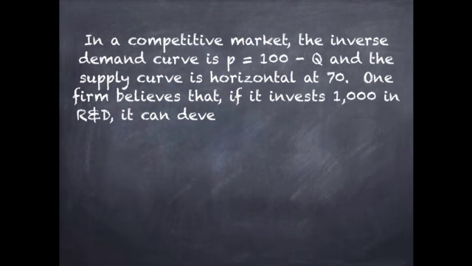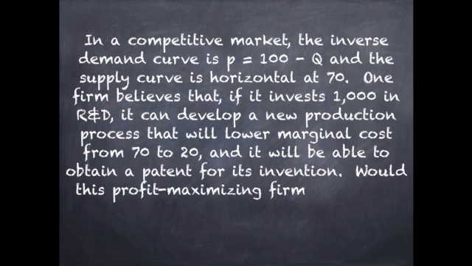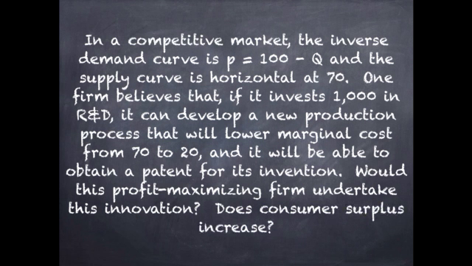And in that Q&A, in a competitive market, the inverse demand curve is P equals 100 minus Q. And the supply curve is horizontal at 70. One firm believes that if it invests $1,000 in research and development, it can develop a new production process that will lower marginal costs from 70 to 20, and it will be able to obtain a patent for this invention. Would this profit-maximizing firm undertake this innovation? Does consumer surplus increase?